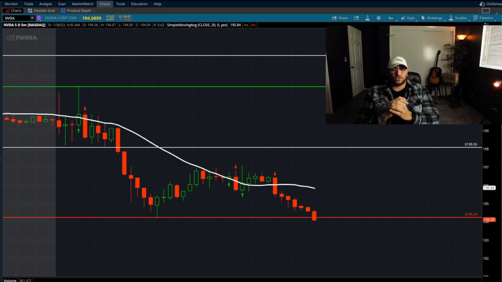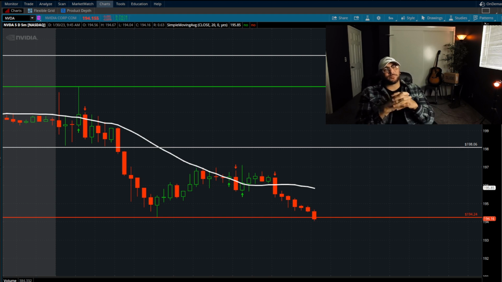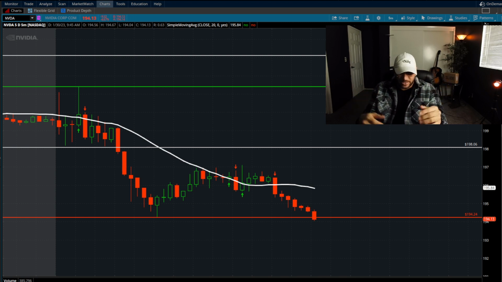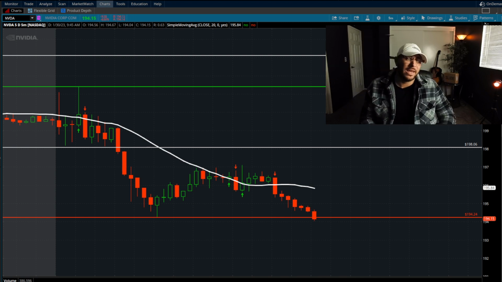I was trading with one of the members in the Discord this morning, and we actually played this exact same strategy. You can go back and look at the other video that I just made here, where we actually shorted Netflix using the same strategy. So what I'm going to show you guys here is very simple.